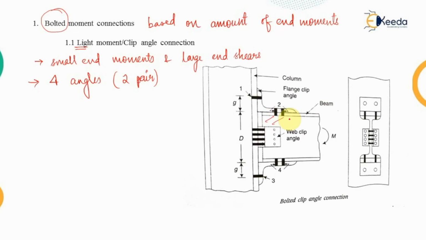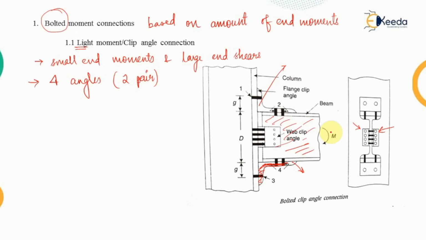This is the web portion of the beam, and on both sides of the web of the beam we are providing the angle section. So this is the first angle and this is the second angle that we have provided for the connection of the web of the beam to the flange of the column. And two other angles are provided, one below the flange of the beam, that is this one. This is the third angle, and the fourth angle is to be provided at the top of the flange.